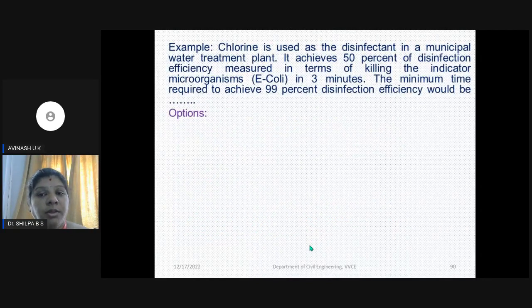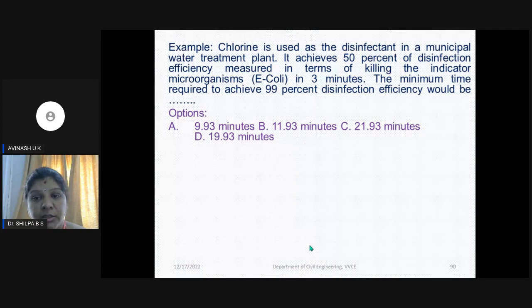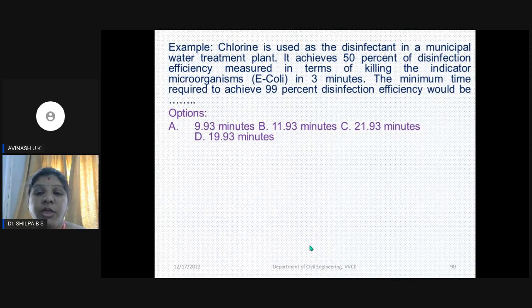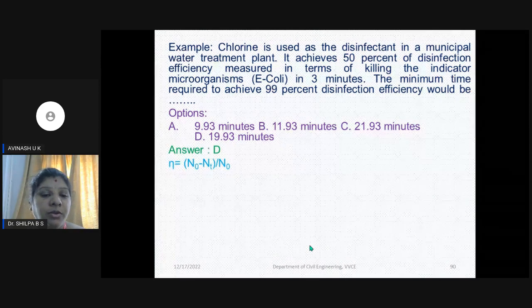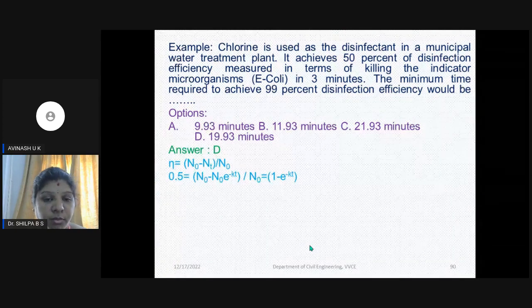Another example on E. coli. Here chlorine is used as the disinfectant. It achieves 50% disinfection efficiency in terms of killing the E. coli in 3 minutes. The minimum time required to achieve 99% efficiency, that is the time of contact, has to be calculated. Here we will use the relation efficiency equals N naught minus Nt by N naught, and they have given that efficiency is 50%, so we take that as 0.5.